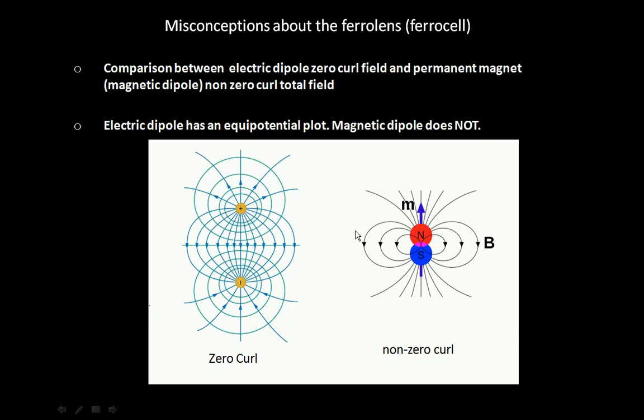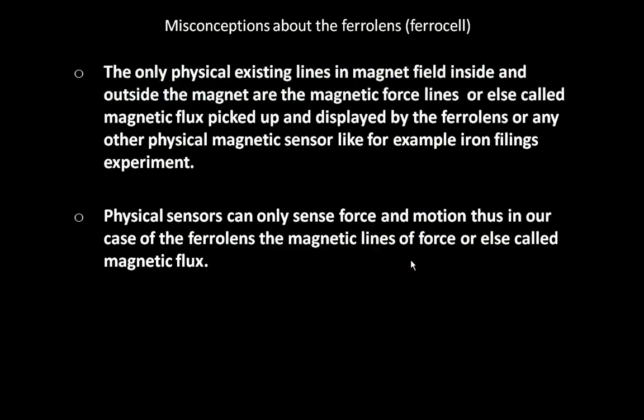So how is it possible then for something which cannot exist to be displayed by the ferrolens? You see what the misconception here is. So summarizing, the only physically existing lines in a magnetic field inside and outside the magnet are the magnetic force lines, or else called magnetic flux, picked up and displayed by the ferrolens or any other physical magnetic sensor, like, for example, the iron filings experiment. Physical sensors can only sense force and motion. Thus, in our case of the ferrolens, the magnetic lines of force, or else called magnetic flux.